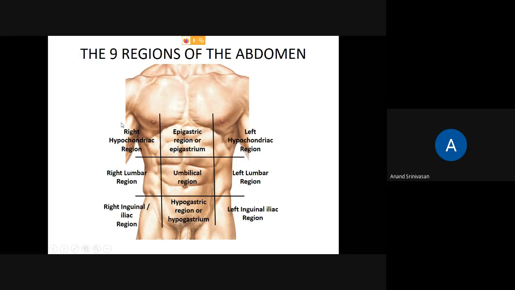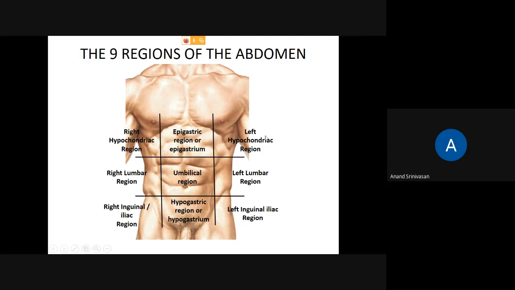All right. So these are the 9 regions which you need to know, and you need to know the main organs which are located in each one of these regions. This is very vital not only for the anatomical point of view but for the clinical aspects. So you need to know which pain, which organ could be the problem. That's why we are dividing it into 9 quadrants.